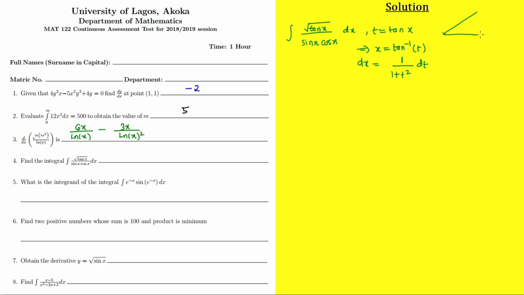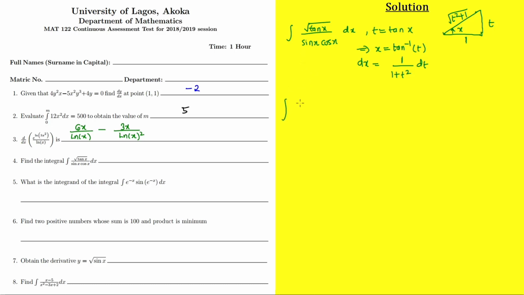Now also, since I'm using a trigonometric substitution, I need to draw my triangle. Here I have tan x, so let's say this is my angle x, and from the idea of SOHCAHTOA, tan is just opposite over adjacent. So here I have my opposite to be t and my adjacent to be 1. So this is t ratio 1. What will be my hypotenuse? From Pythagoras theorem, my hypotenuse will simply be the square root of t square plus 1. Okay, so that means we are good to go.